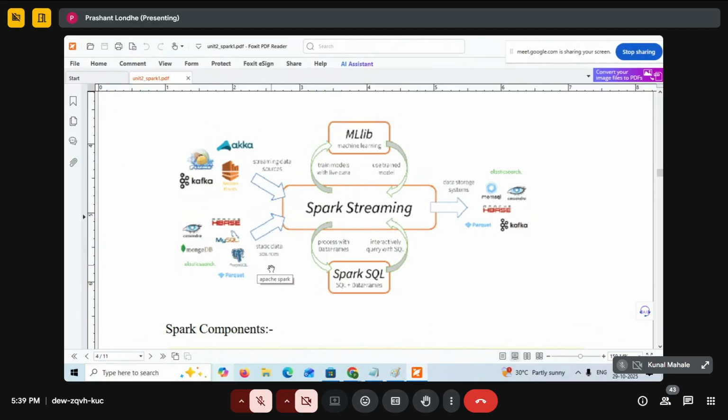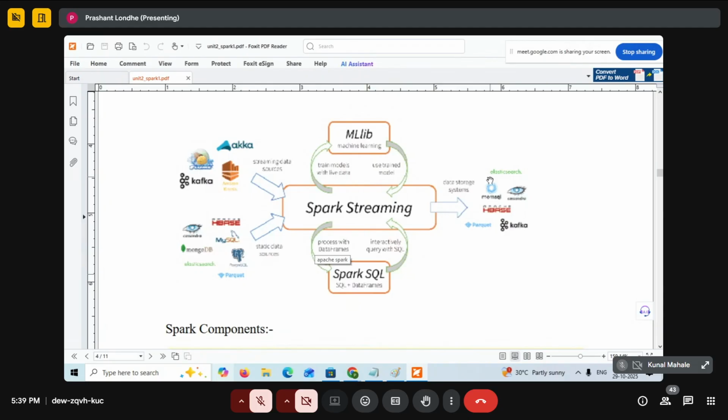Now this is the diagram for Spark stream processing. You can see the different input sources like Kafka and MongoDB, from where you are receiving your data. The different Spark components like Spark SQL and MLlib are going to process your streaming data. And then in the last part, you again send that data back to the original source. So the same sources are going to receive the data.